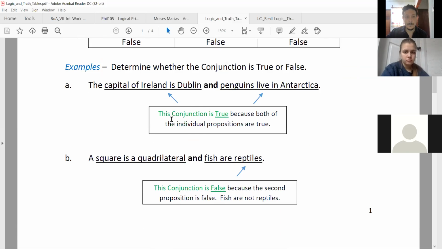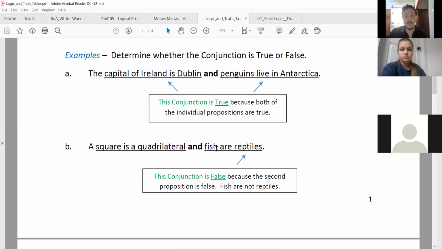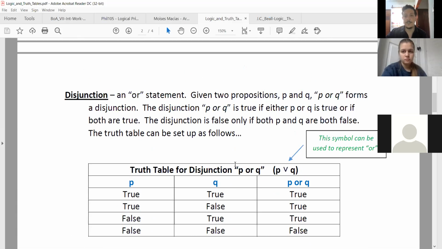And here are some examples. The capital of Ireland is Dublin, and penguins live in Antarctica. This conjunction is true because both of the individual propositions are true. A square is quadrilateral and fish are reptiles. This conjunction is false because the second proposition, fish are reptiles, is false. So that's the truth table for conjunction. I think it's very intuitive.